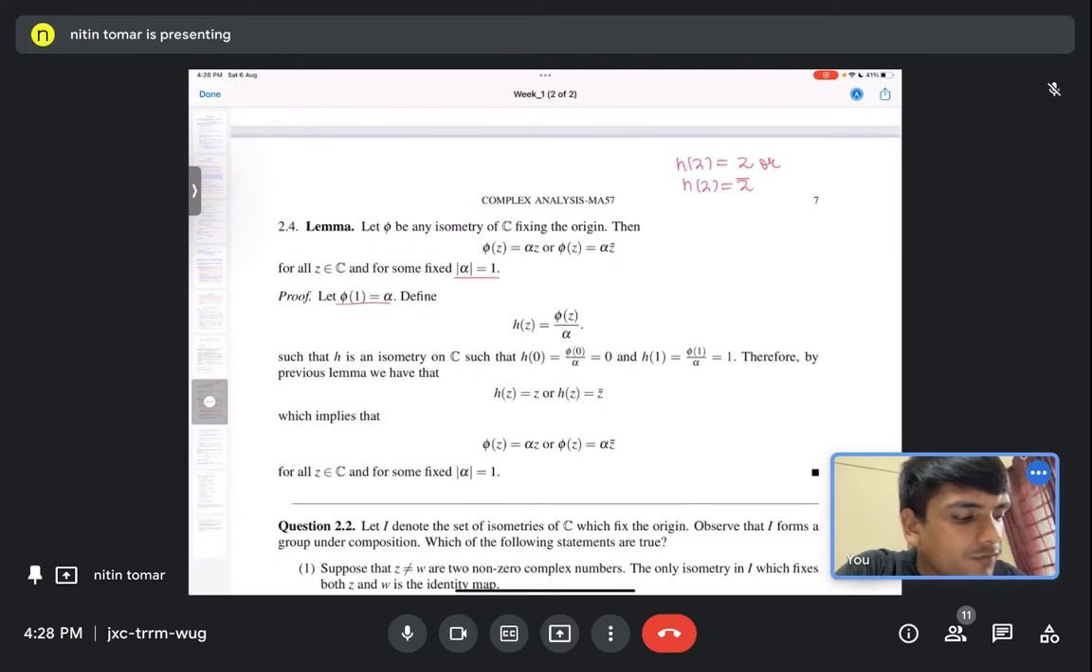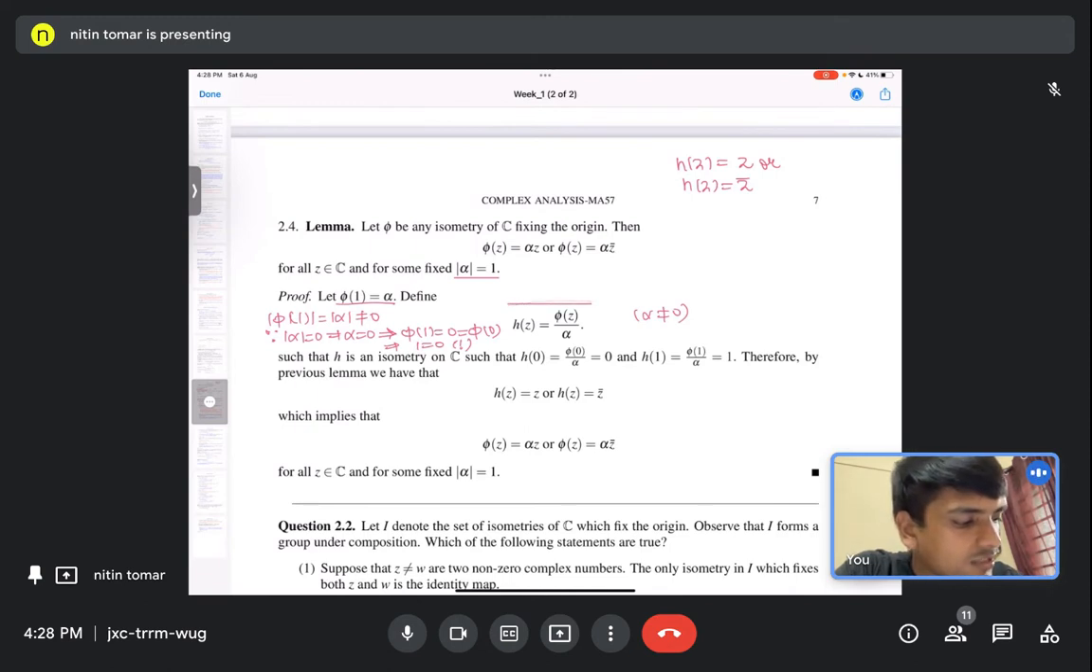You take phi of 1 to be alpha, and because phi is an isometry, mod of phi of 1 will be mod alpha, which should not be 0, right? Because if mod alpha is 0, it will imply alpha is 0, which implies phi of 1 is 0, but phi fixes origin, so phi of 0 is 0, but phi is an isometry, so it is 1-1, so 1 equal to 0, and this is a contradiction. So alpha is not 0.